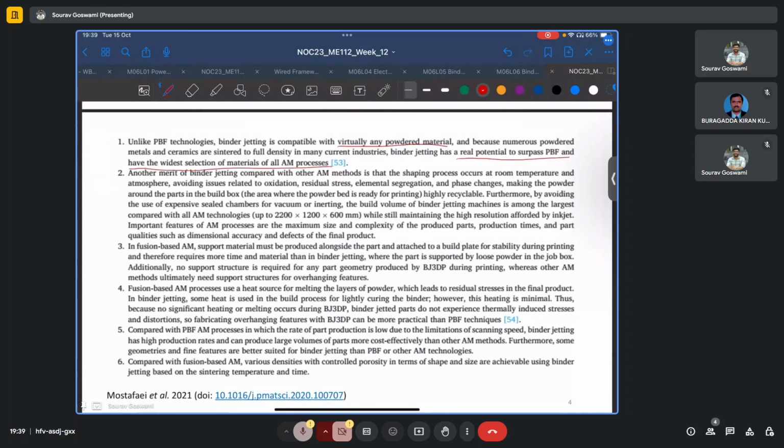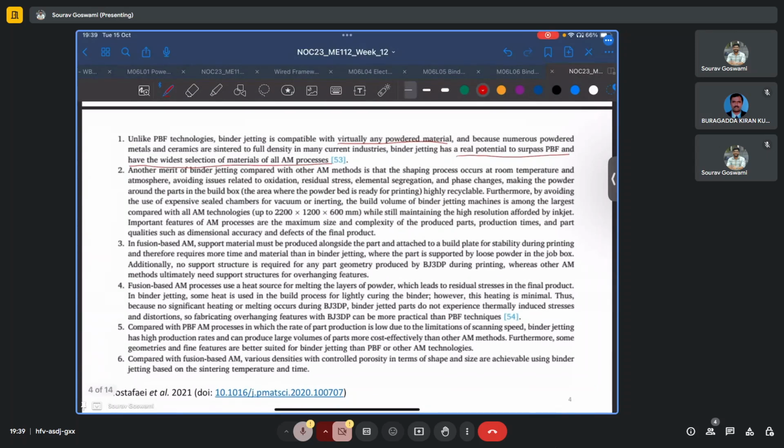Again, as we discussed, this process occurs at room temperature and also the normal open atmosphere, avoiding issues related to oxidation, the formation of tensile residual stresses, segregation of elements, and phase changes, making the powder around the parts of the build box highly recyclable.